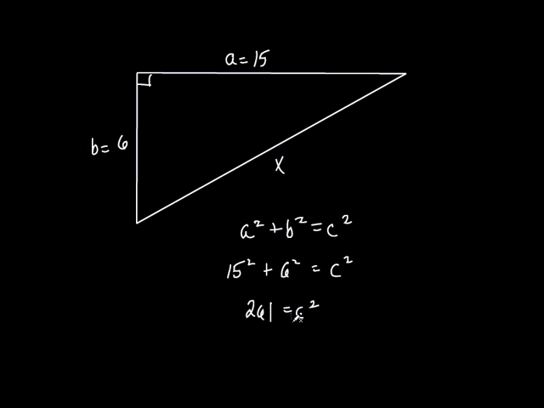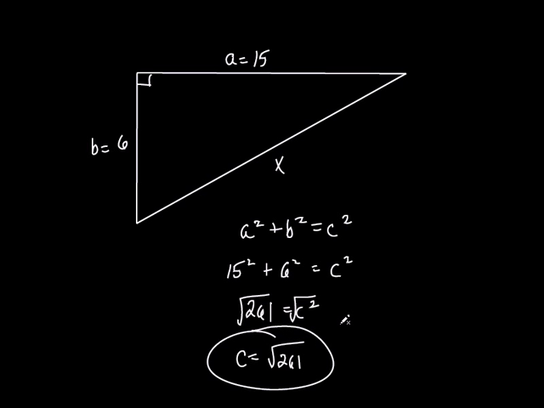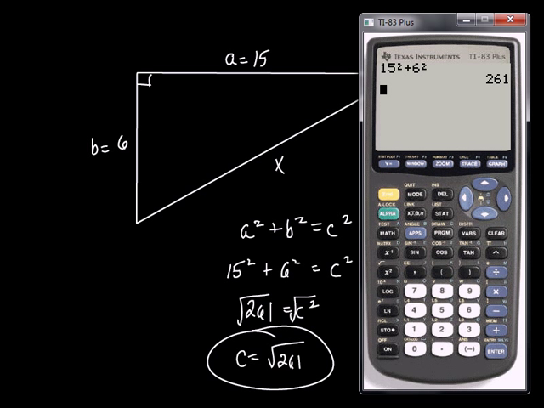So how do we get rid of a squared? We take the square root of both sides, and C equals the square root of 261. This doesn't simplify, we'll just keep it the square root of 261. I would rather you keep it like this, to tell you the truth. I would rather that you keep it the square root of 261, right? And not put it into your calculator.